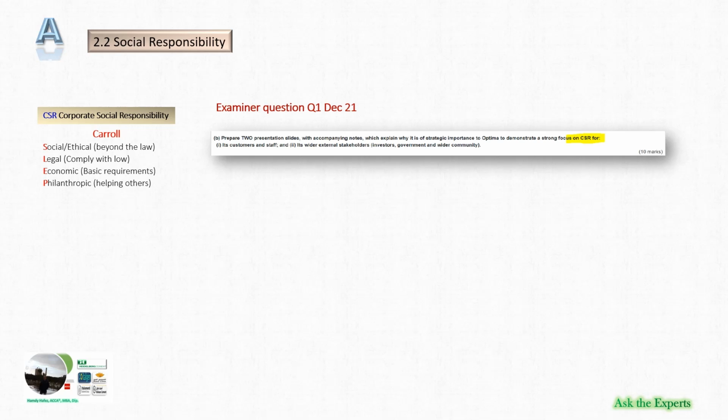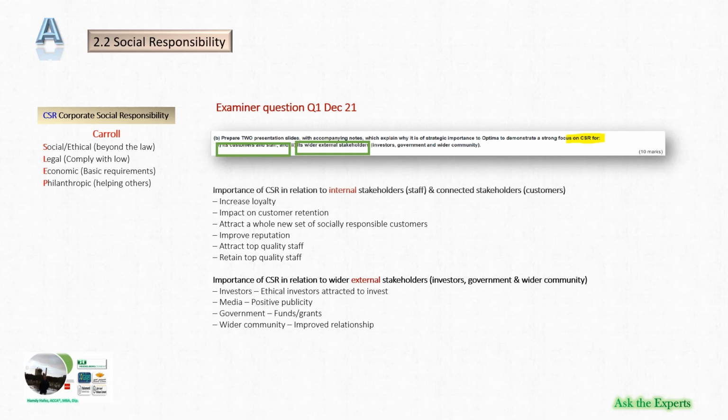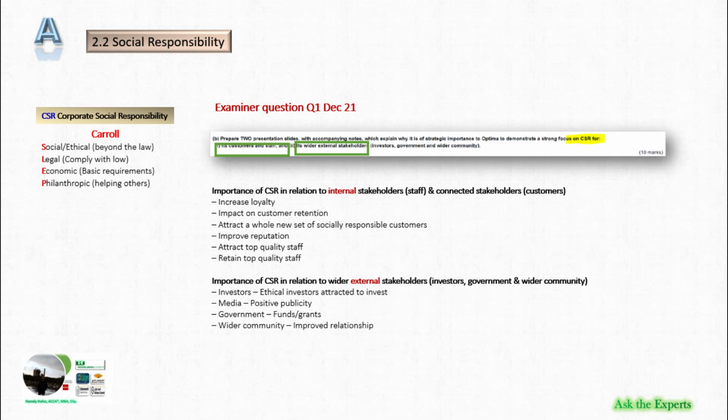Now it's time for another exam practicing, with question number 1 in the December 2021 exam. The question asks about the importance of the CSR to the internal stakeholders, the staff for example, and connected stakeholders, the customers. Also, it's important in relation to the wider external stakeholders, for example, the investors, government, and wider community. Here are some important points you could build your answer on.